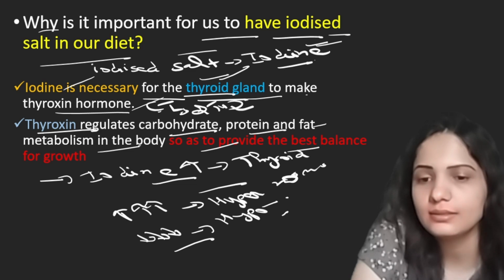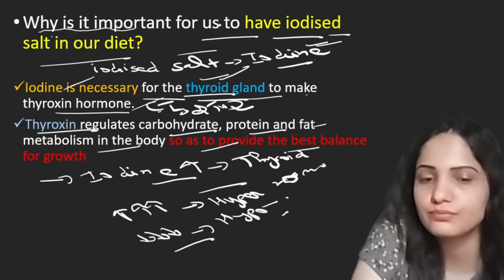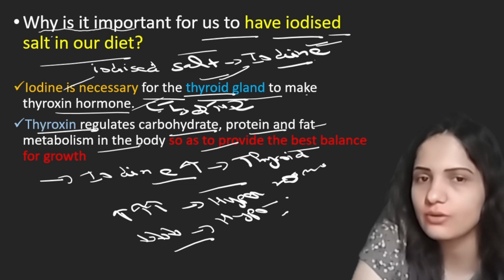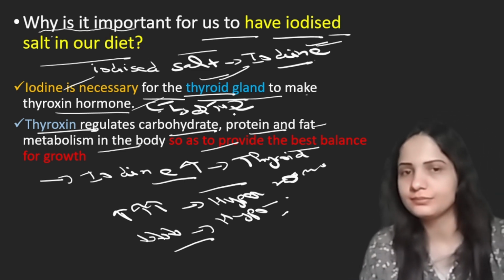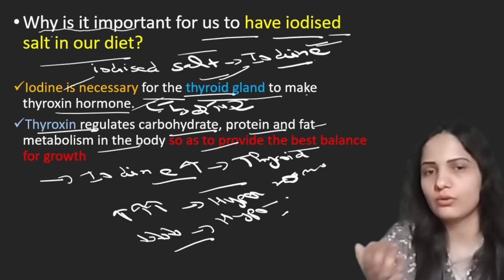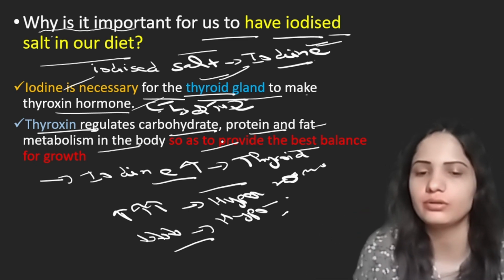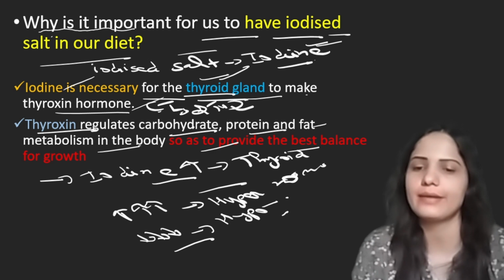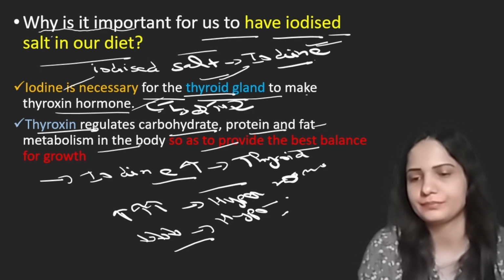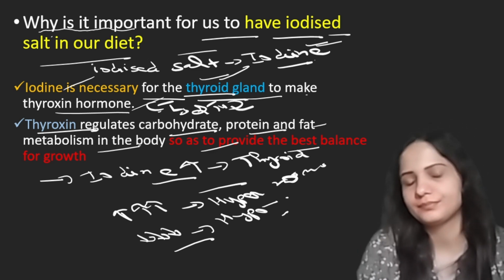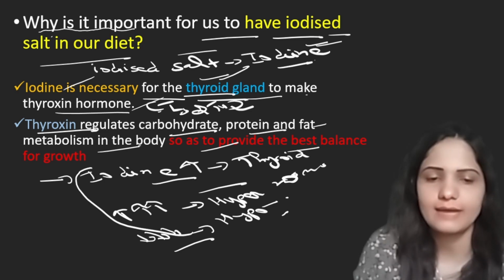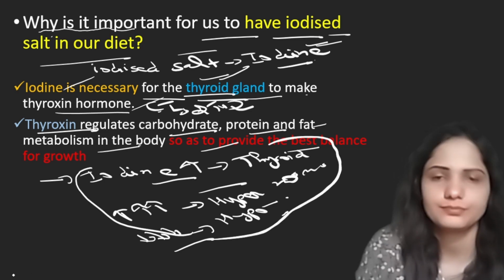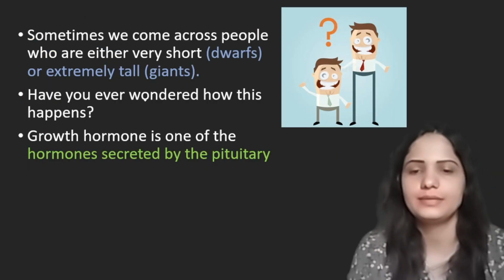So whenever this question comes, why is it important for us to have iodized salt in our diet, you have to answer that iodine is necessary for thyroid gland, for its hormone production, and consequently those hormones are essential for the regulation of carbohydrate, protein and fat metabolism in the body. Very simple answer. You have to write these two lines only. And these things I have told you for your general knowledge.